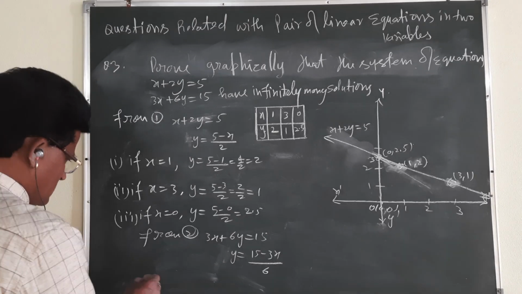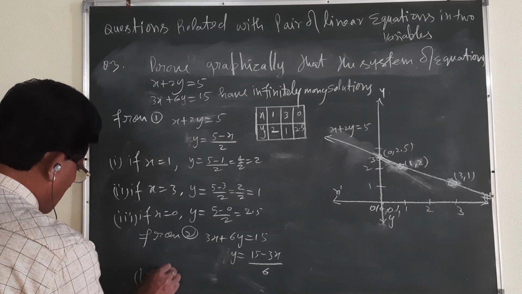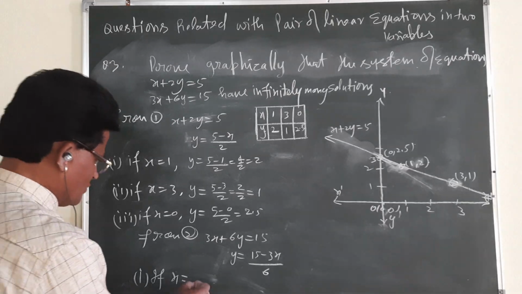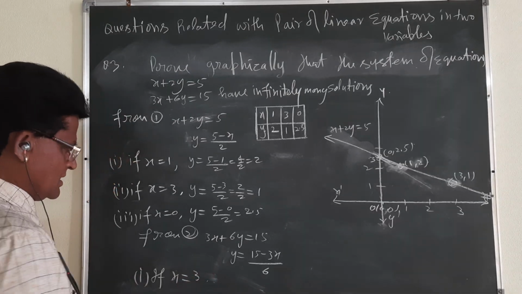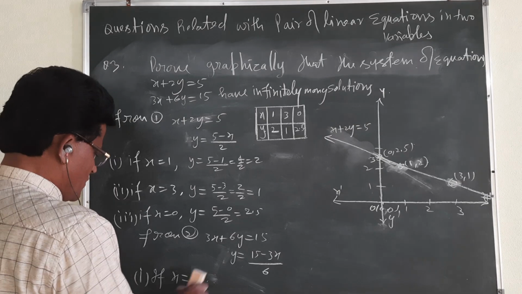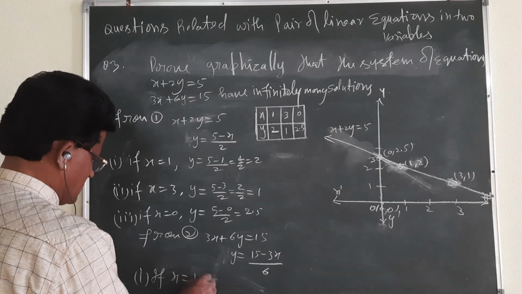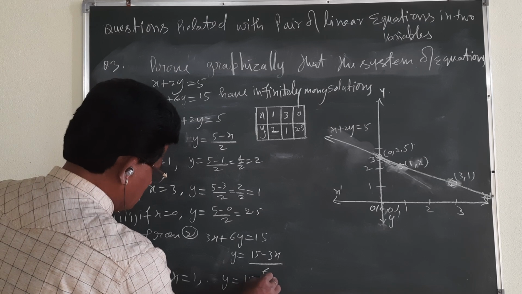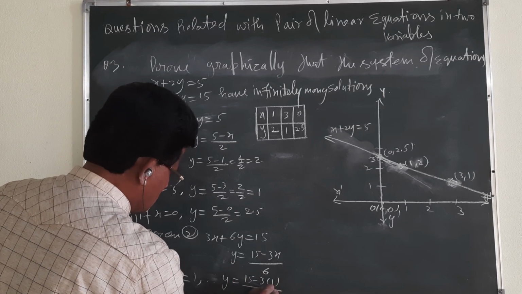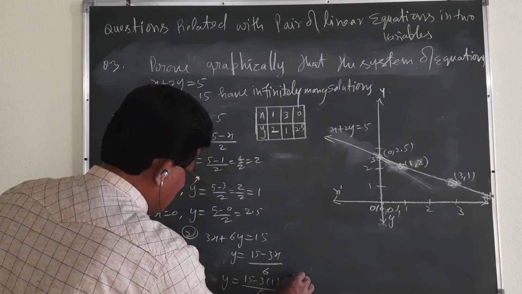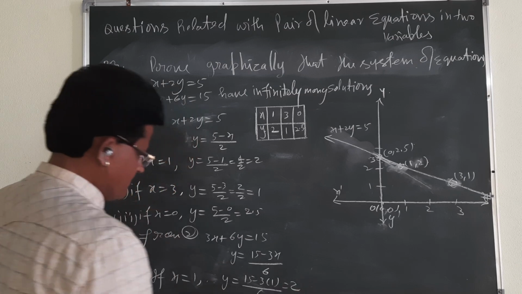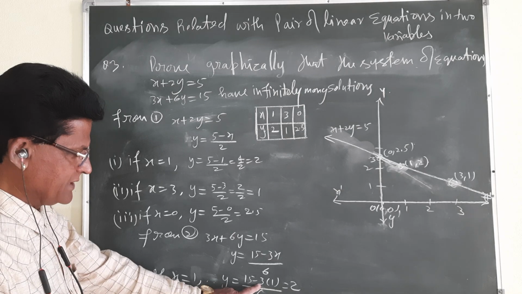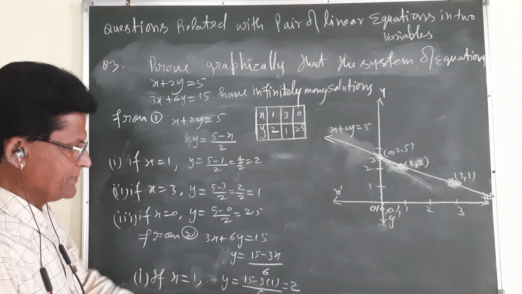First case, dear student, select the value of x. As I told you, that depends upon you. Suppose x is equal to 1, then y is equal to (15 - 3(1))/6. That is 12 by 6, that is 2. 15 minus 3 will be 12, and 12 by 6 will be 2.